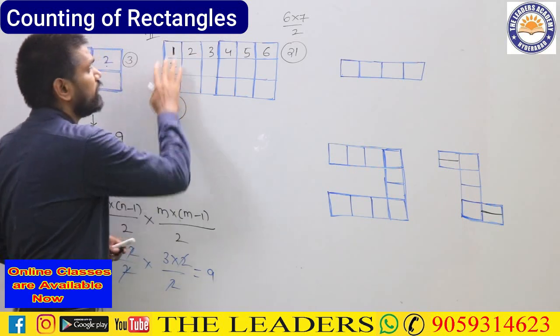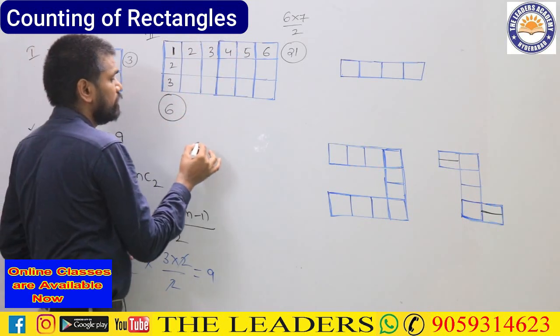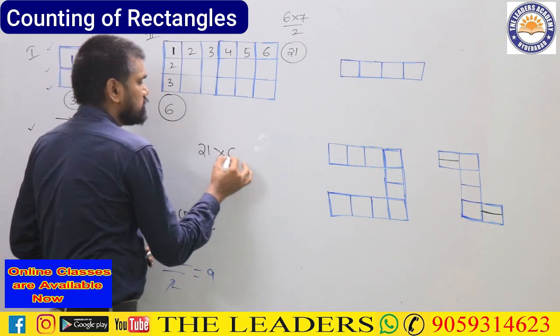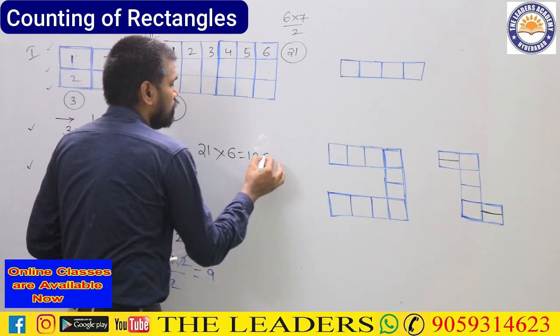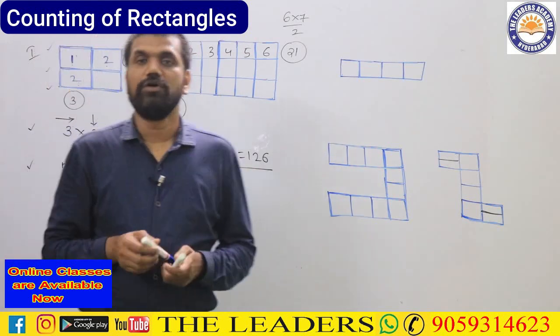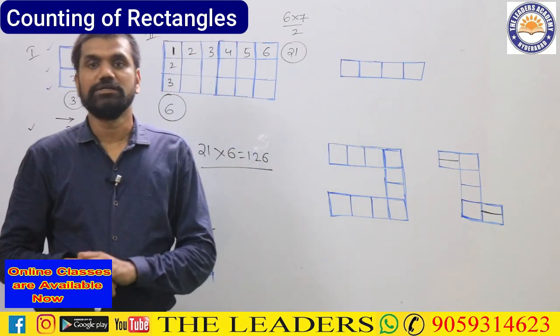In total, how many rectangles are there in this particular diagram? Horizontal sum is 21, vertical sum is 6. In total, it is giving you 126. This is one type of counting the number of rectangles.